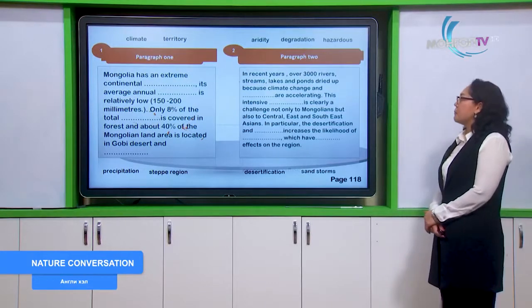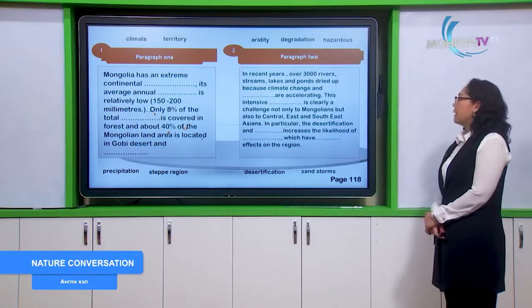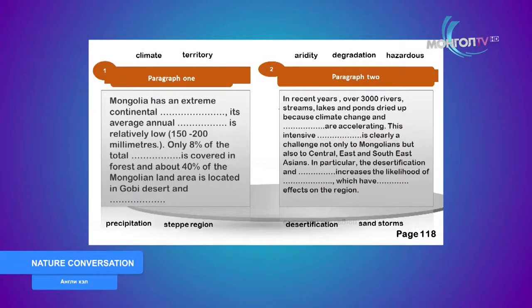Now let's see paragraph 2. Here we have 5 words: aridity, degradation, hazardous, desertification, sandstorms.